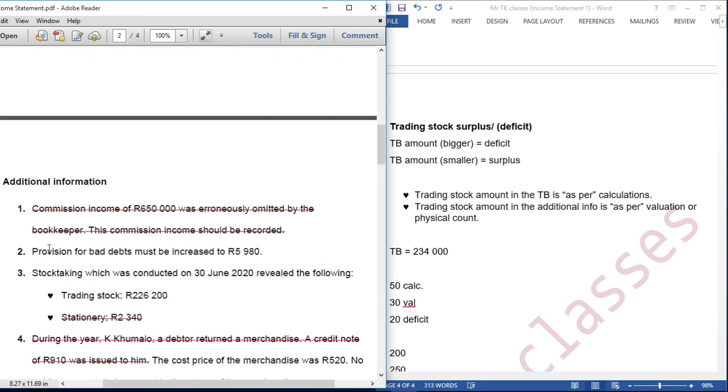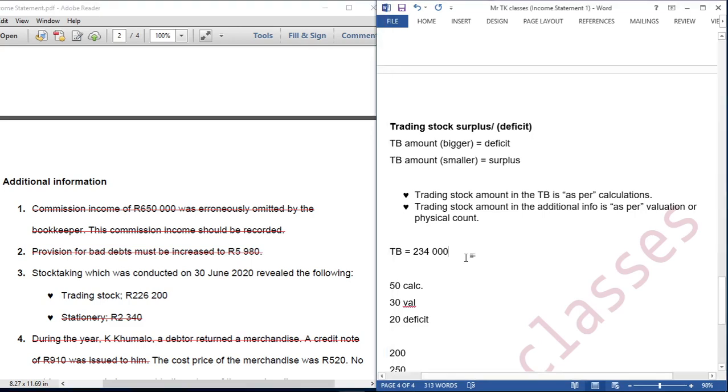The one we have dealt with, let us remove it. All right. Stock taking, which was conducted on 30 June 2020, reviewed the following: trading stock 226,000. Okay, so the one that is as per physical count, right?